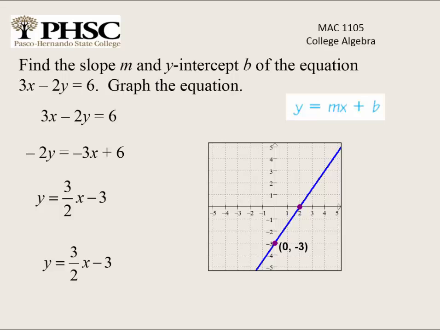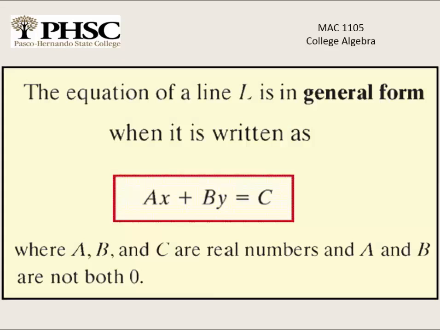And the way that you can find that is you make y 0 and you solve for x, and that's how they found the second point, which is 2, 0. So talking about the general form or the standard form of an equation, this is what it looks like. So the equation of line L is in general form or standard form when it's written as ax plus by equals c, where a, b, and c are real numbers, and a and b are not both 0. Another thing is that in order to be written like this, we want a, b, and c to be integers, so no fractions and no decimals.